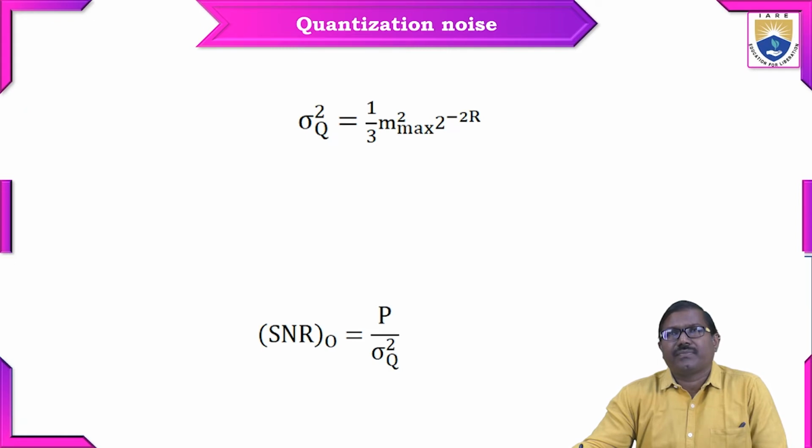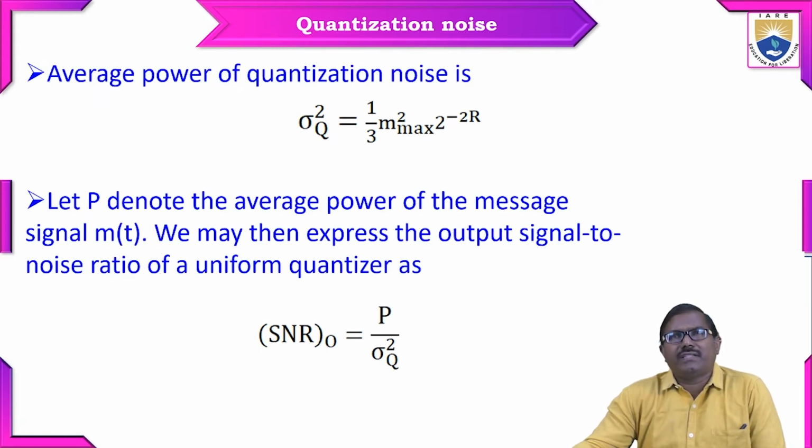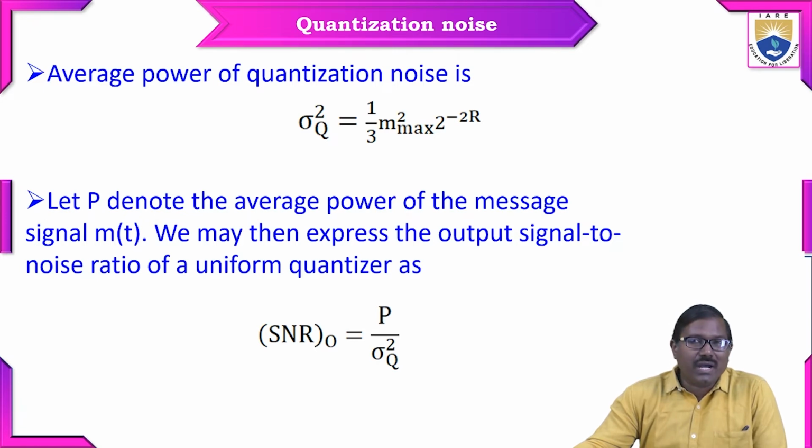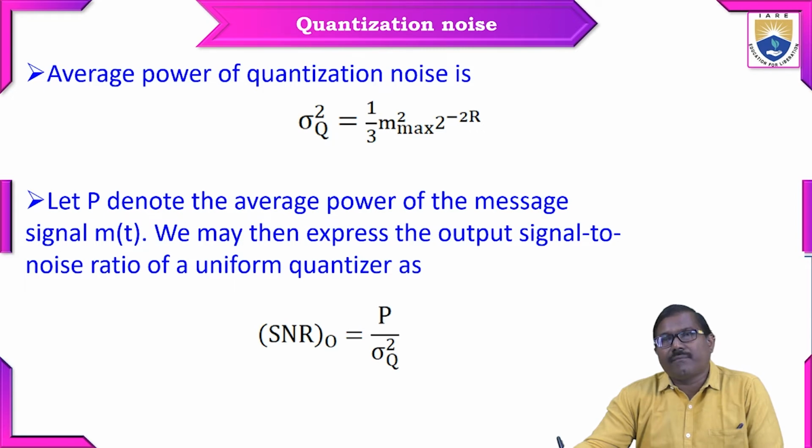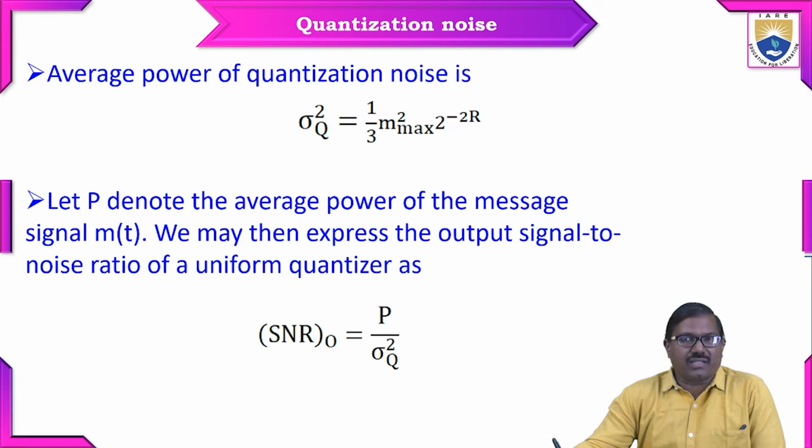Okay. So the average power of quantization noise is sigma square Q. What is sigma square here? It is the variance or mean square value. So sigma square Q is equal to 1 by 3 m square max times 2 to the power of minus 2R. Why? Here we already know the value: it is nothing but delta square by 12, which we got. So here the average power is taken as 1 by 3 m square max times 2 to the power of minus 2R. We already know what R is: R is the number of bits to encode a sample. M max is the maximum value of the analog signal.